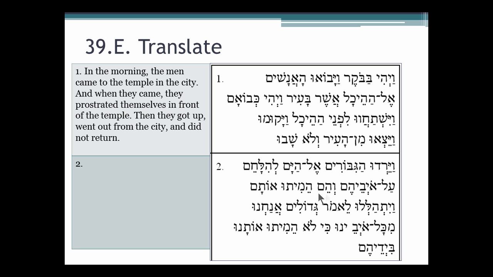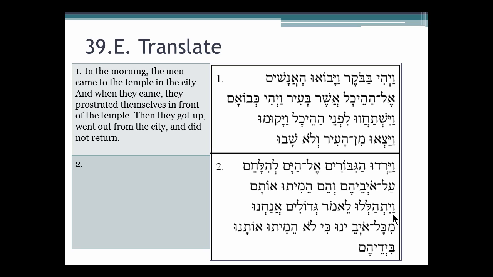And they, what? They themselves, if you want to bring out the pronoun here, we'll just go with, and they killed, they caused to die. Hifil is causative. They caused to die. They killed otam, them. So these warriors killed their enemies. They killed them. Vayith halelu.